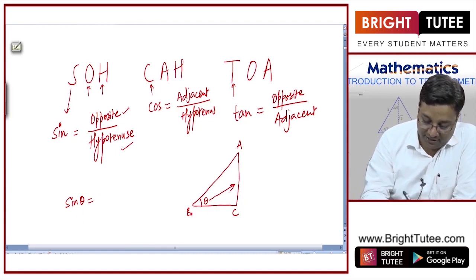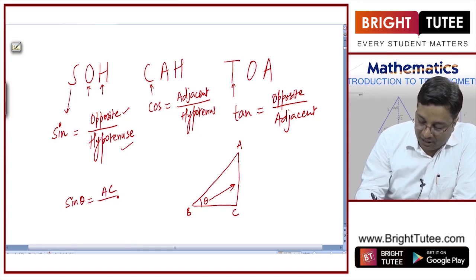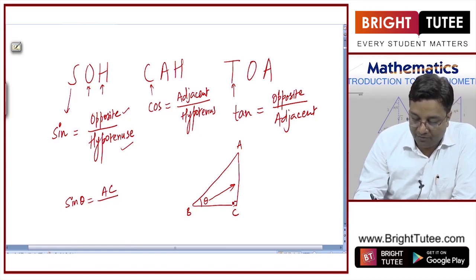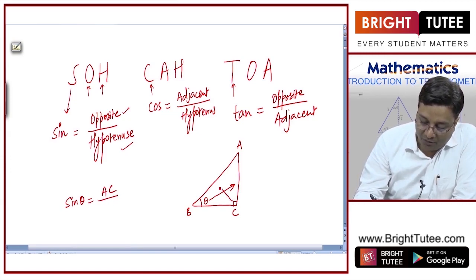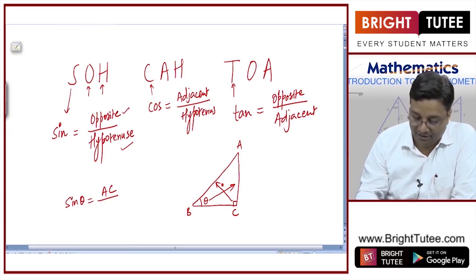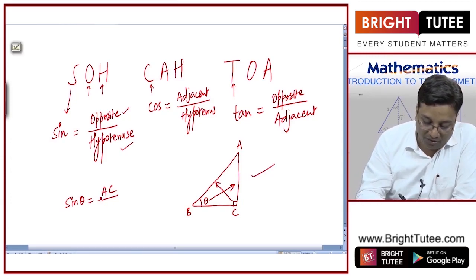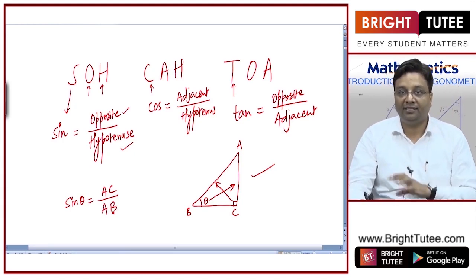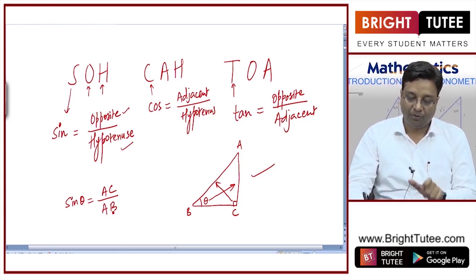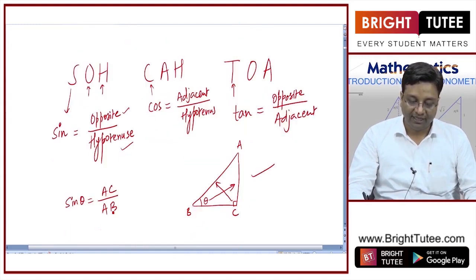So sine of theta in this triangle ABC is AC upon, and what is the hypotenuse? Hypotenuse is the side opposite to the right angle, right? So in this triangle, hypotenuse is side AB. So what is sine of theta in this triangle? AC upon AB, right?